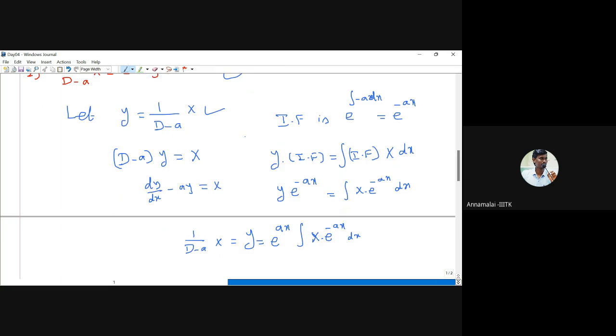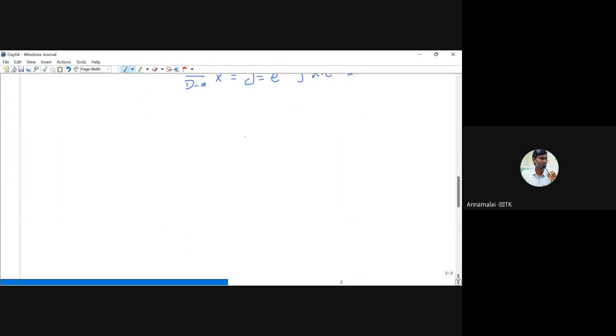Now we can discuss case by case. So the first case is case 1. Suppose the capital X is an exponential function like e power ax. Okay, so don't confuse this a with the coefficient a. If you're confused, take the coefficients as p, q. Now suppose the right hand side is an exponential function, then what is the particular integral?